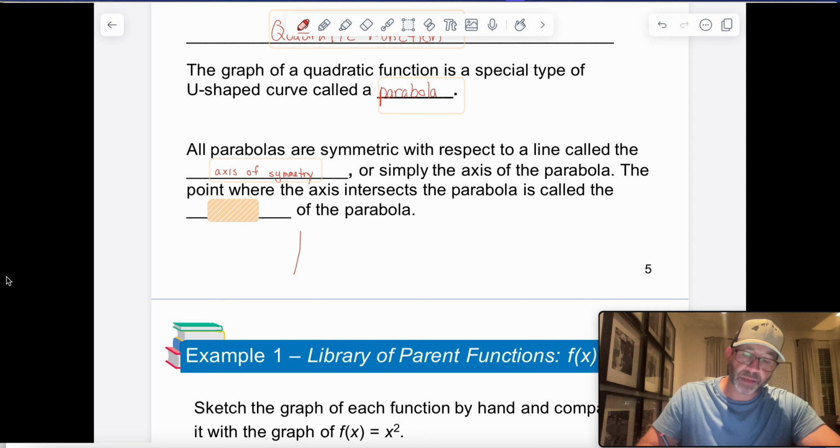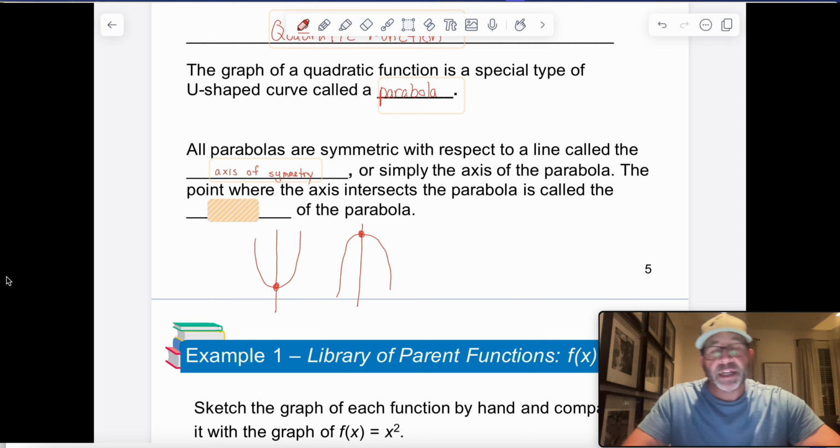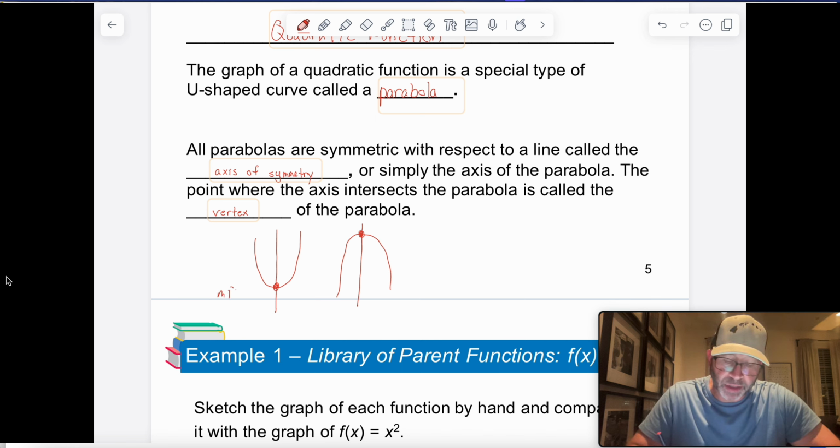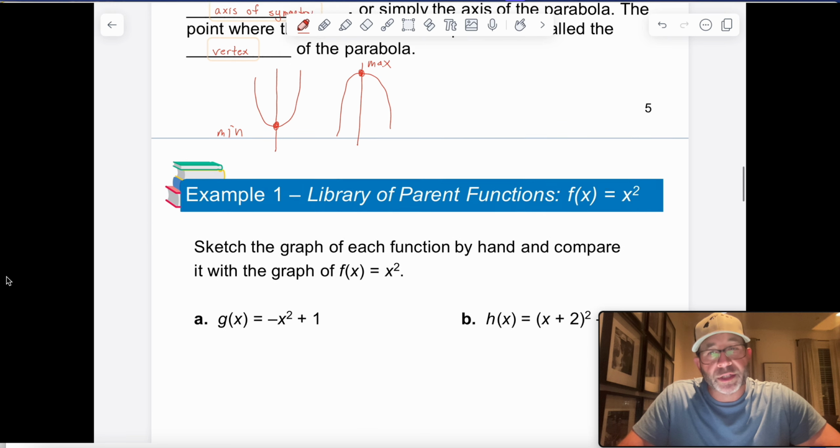So when we draw this shape right here, there's a parabola and there's a line. That point where it hits it, or in this instance, when we go this direction, that point where it intersects is called the vertex. Okay, now it can actually end up being called a max or min depending on the picture. So in this case it's a minimum, and in this case it's a maximum, but it's called a vertex.